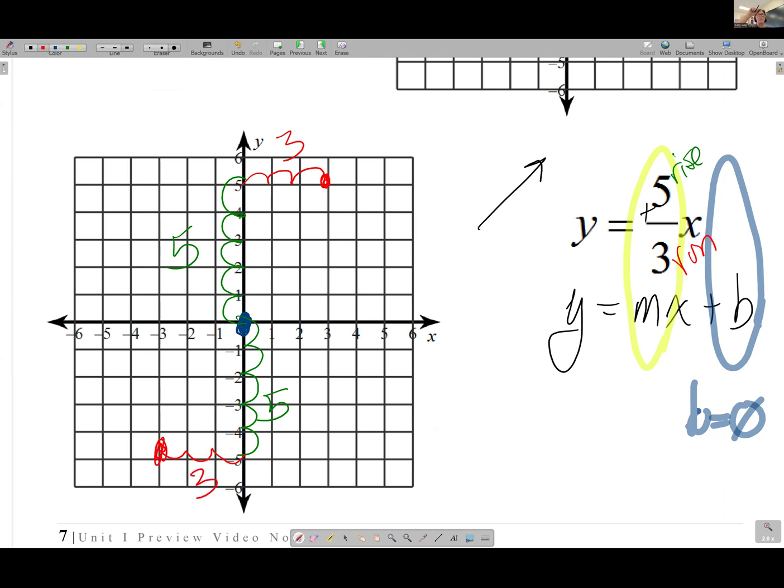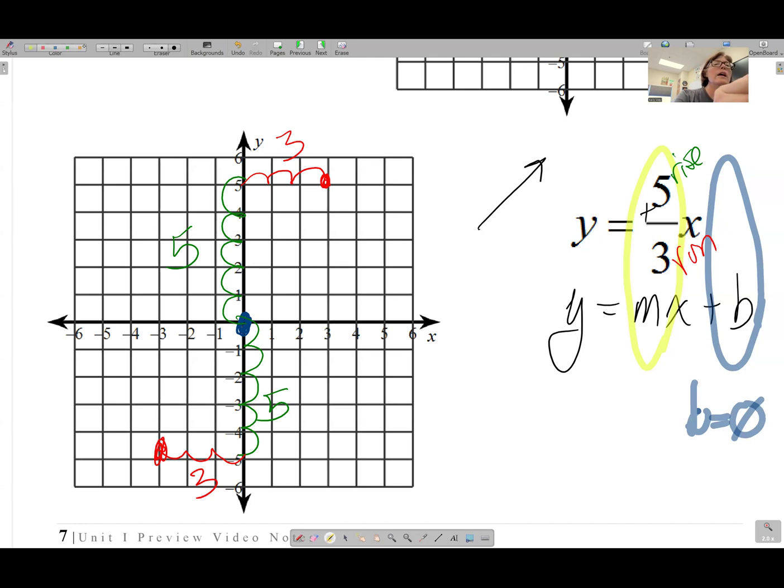Okay, I can either go up 5 and to the right 3 or down 5 and left 3, but either way, I must have a positive tilting line. Now you take your straight edge and here you go. It's a positive line going up from left to right, going through the y-intercept of 0.